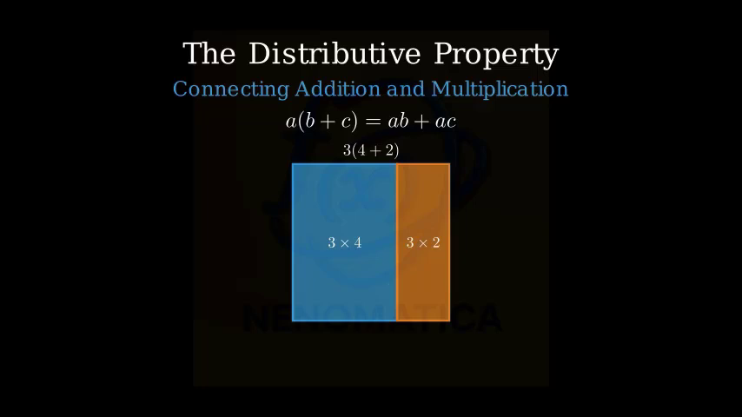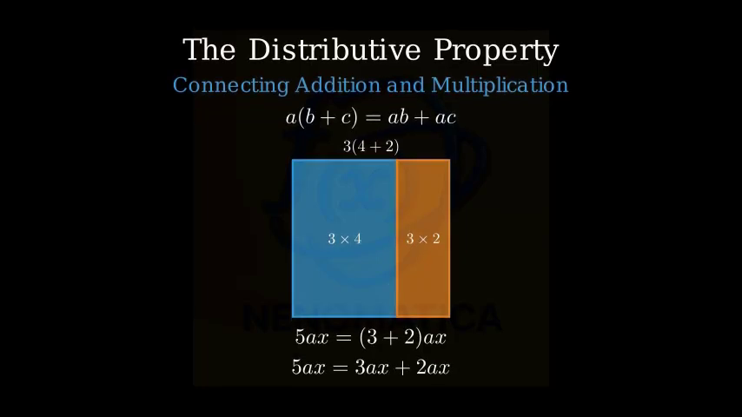In simpler terms, when we multiply a number by a sum, it's equivalent to multiplying each term individually and then adding the results. Let's examine a specific example. Consider the equation 5ax equals open parenthesis 3 plus 2 close parenthesis ax. Using the distributive property, we can rewrite this as 5ax equals 3ax plus 2ax.